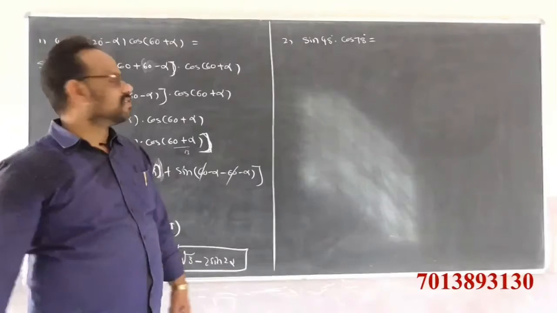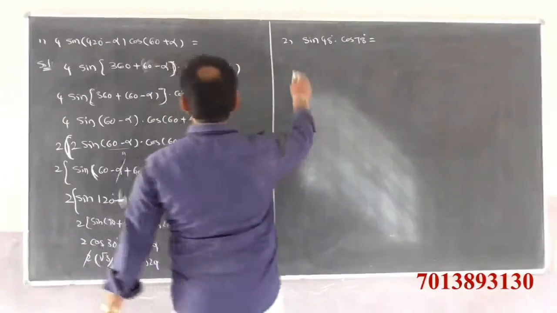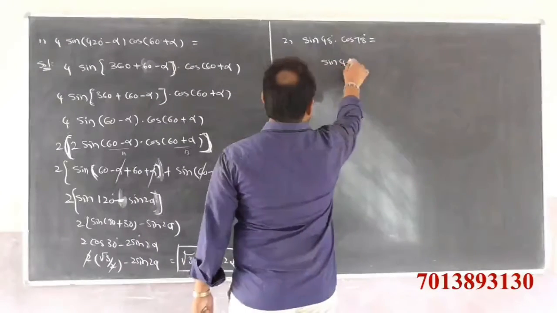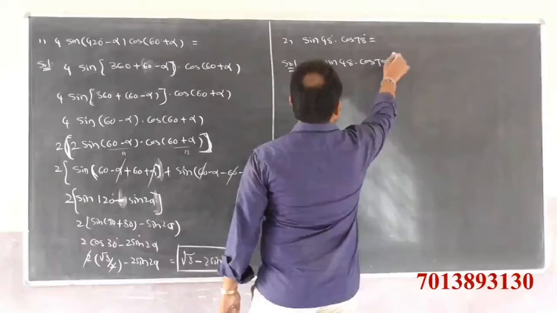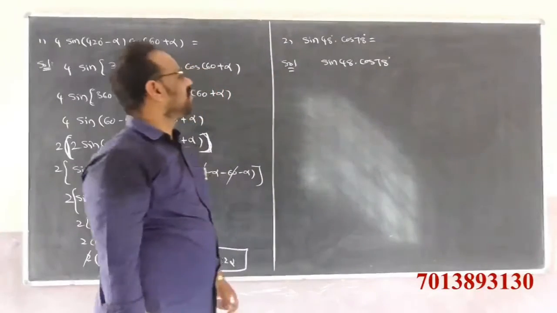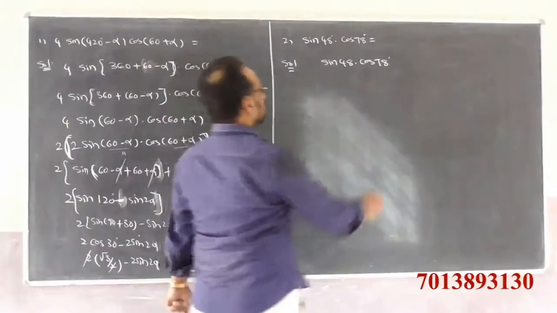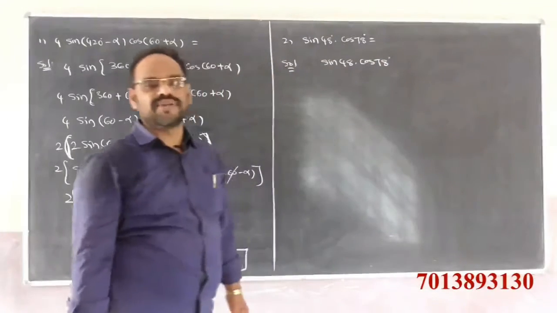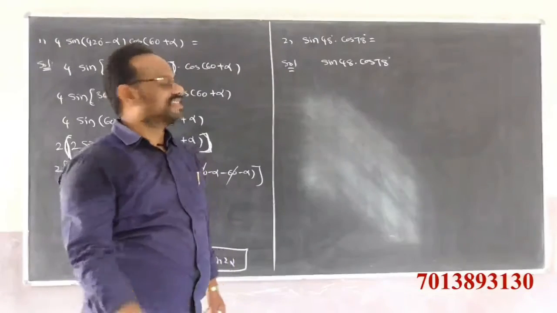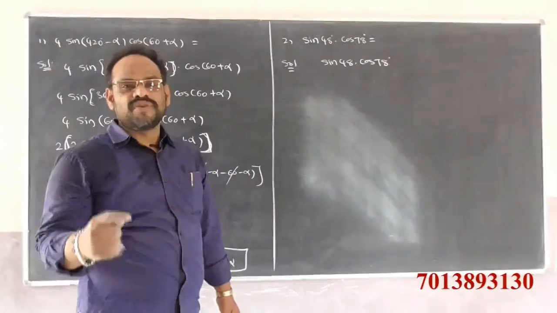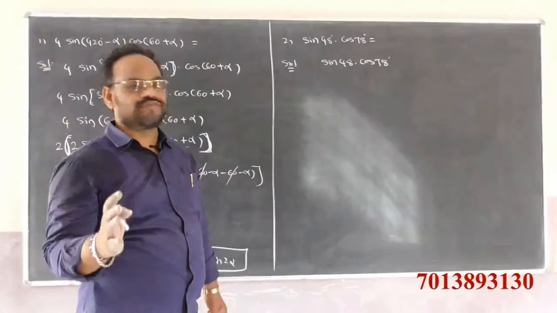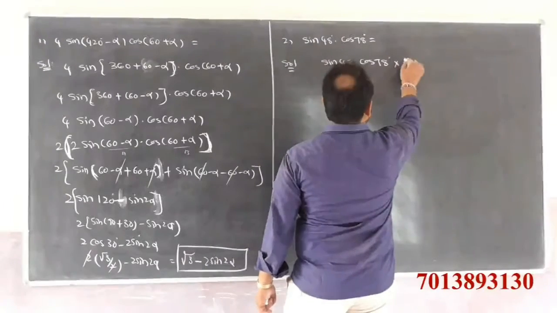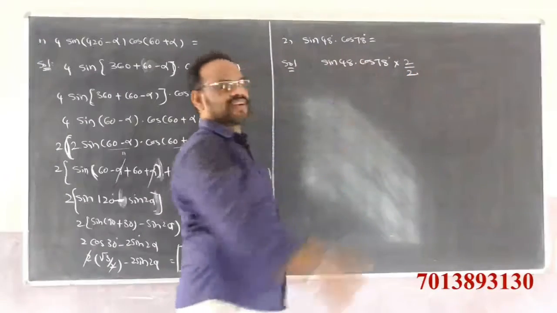That is it. Next, the second one. This is the solution. Sin 48 into cos 78 degrees. So it is in the form of sin A into cos B. Any formula is not there for this, but we have one formula, that is 2 sin A cos B. So the numerator and denominator are multiplied by 2 by 2. The 2 by 2 gets cancelled, no problem.